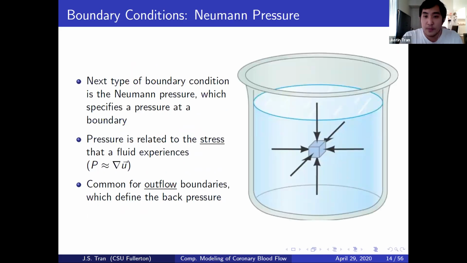Okay, so another type of boundary condition that we can have is a Neumann boundary condition. These are the same as natural boundary conditions. For fluid mechanics simulations, the Neumann boundary conditions are going to be stress. Stress basically relates to how much force a fluid represents. Pressure boundary conditions are very common at the outputs or the outlets, where you can define what's called the back pressure. That's kind of defining your model.